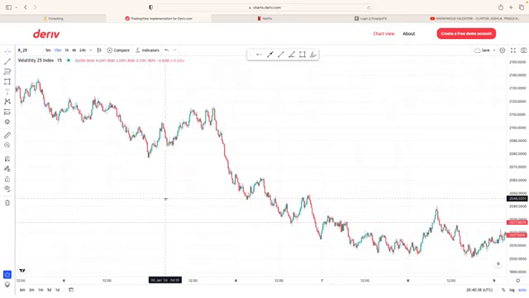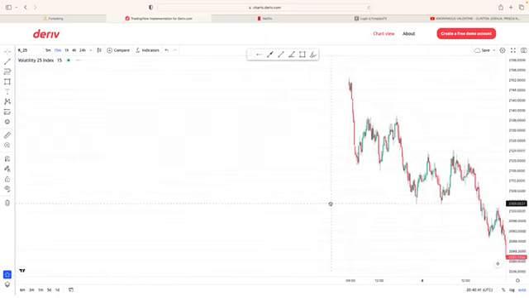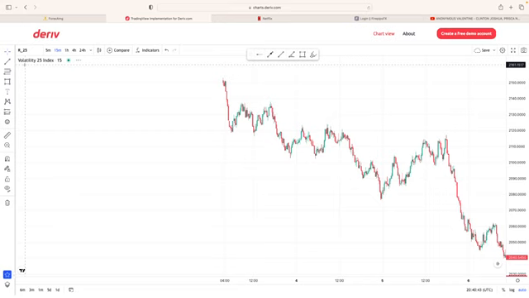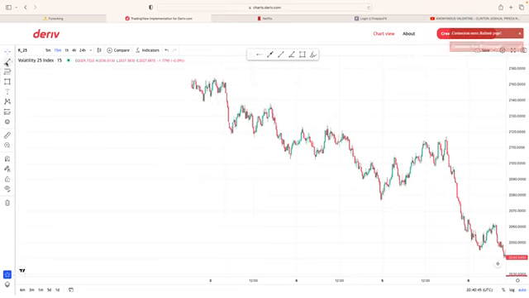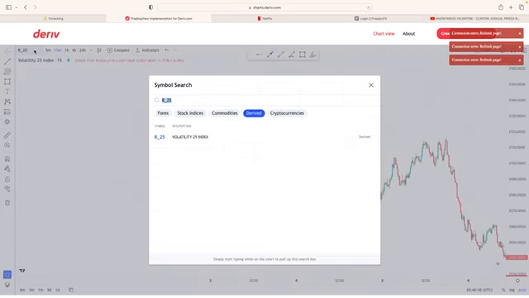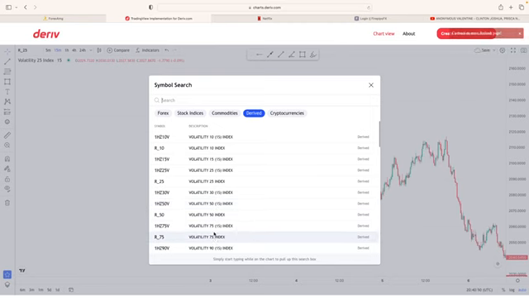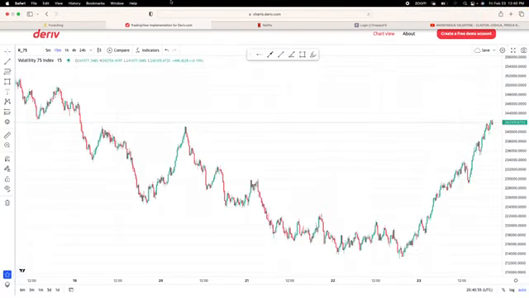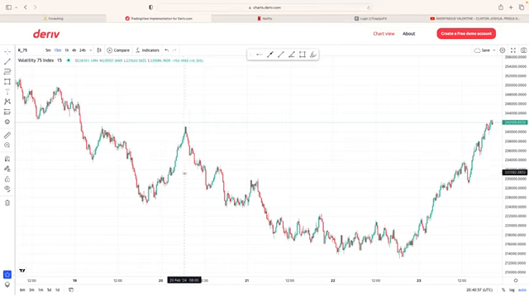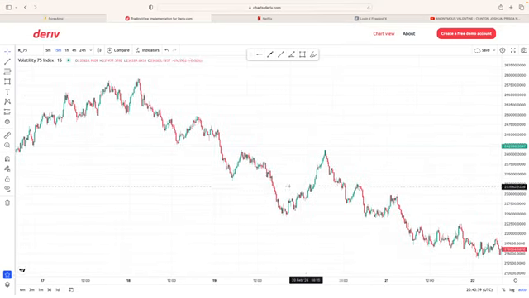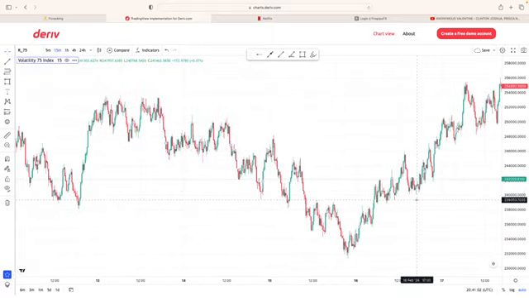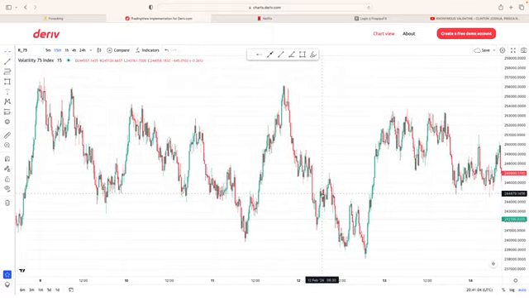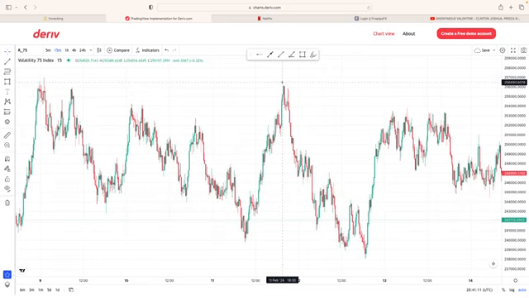So let's look for another one. Let me check Volatility 75 to know what that is there. Okay, this is VIX 75. So let's look out for examples here. Okay. We have an example.